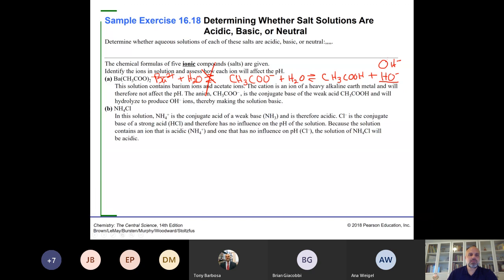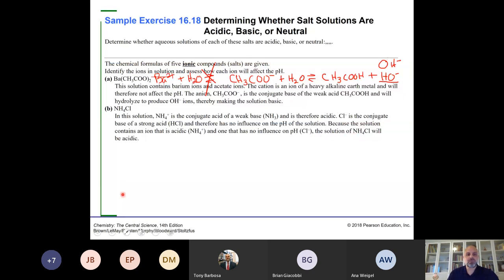In the case of ammonium chloride, we have the ammonium ion. The ammonium is the conjugate acid of a weak base, and it's therefore going to be acidic. We have an acidic proton. And the chloride is the conjugate base of a strong acid. Strong acids completely dissociate, so it's not going to have any effect on the pH of the solution. And because the solution contains an ion that is acidic, and one that has no influence on pH, the ammonium chloride solution is going to be acidic.